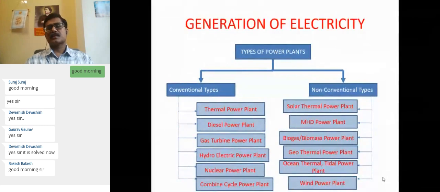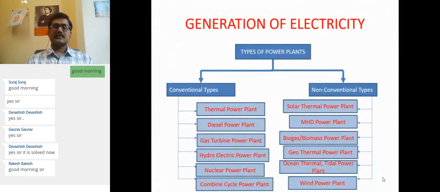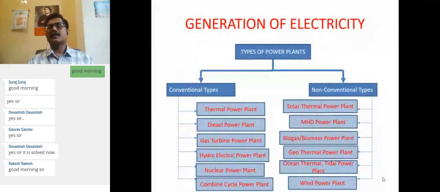You can see such types of plants normally in rural regions, rural areas. Geothermal power plant, ocean thermal and tidal power plant in the coastal region, and the wind power plant, which makes use of the windmill or the wind turbine to convert the rotational energy into mechanical energy, and the mechanical energy is further converted into electrical energy. Okay. So that is the background that we had in the last lecture when we started with unit number 1 of power plant engineering. Okay.